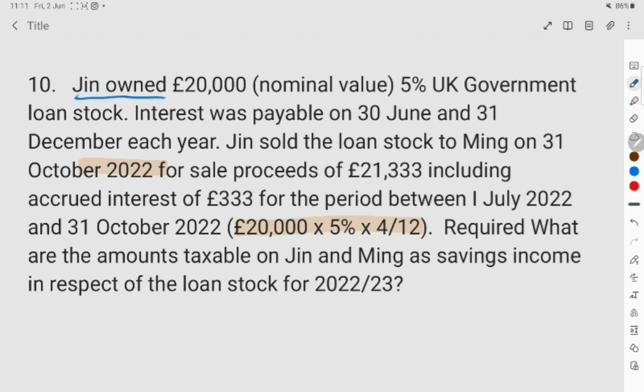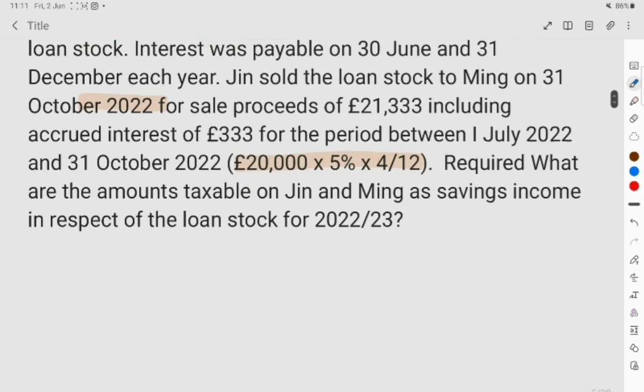As we have been told that Jin owned 20,000 5% UK government stock. So remember that Jin has not purchased this investment during this year, right? This is the point to remember, that Jin has not purchased this investment during the tax year 22-23. So first, interest income of first 6 months on 30th June, this will be the amount of 20,000 5% multiplied by 6 by 12. This is the amount of 500 that would be included in the income of Jin.